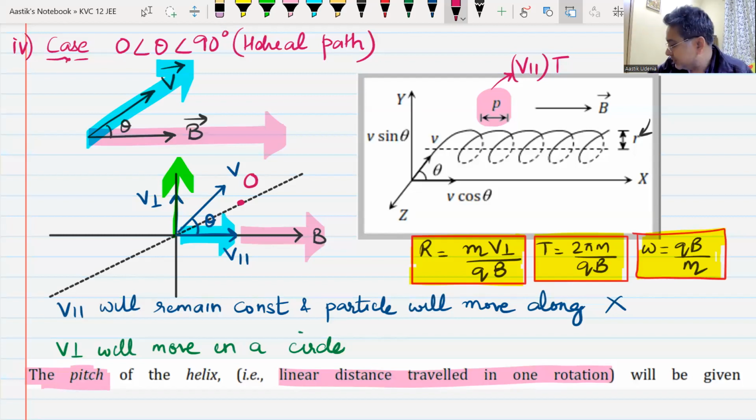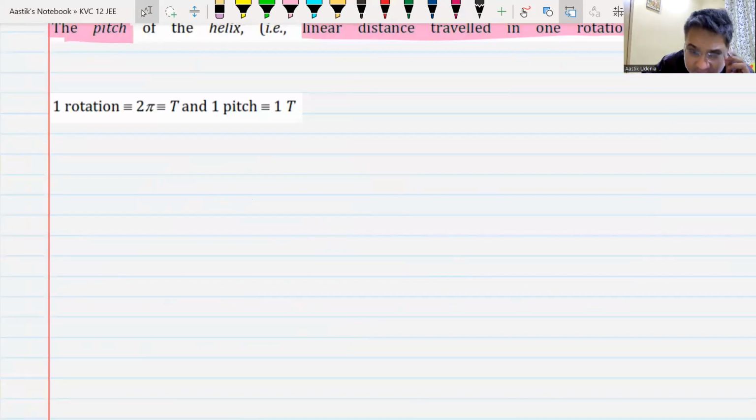Okay, then this is all about helical path. There are one or two more things that you must remember. This helical path also has circular motion involved in it. So sometimes when someone says one rotation of helical path, the angle it will turn will be 2 pi, and the time it will take would be 1 turn or 1 pitch. The distance traveled would be 1 pitch. Do we understand this?